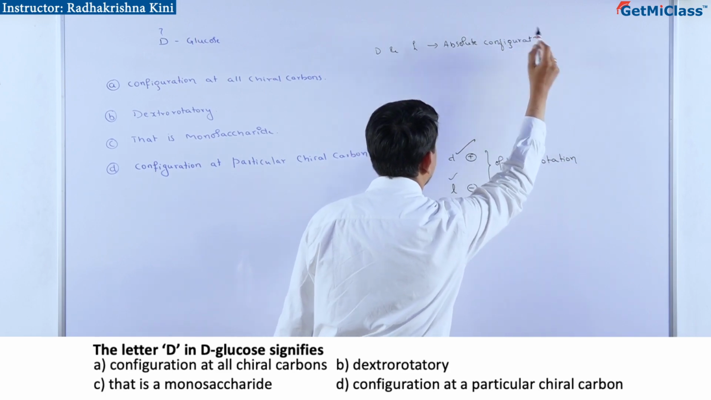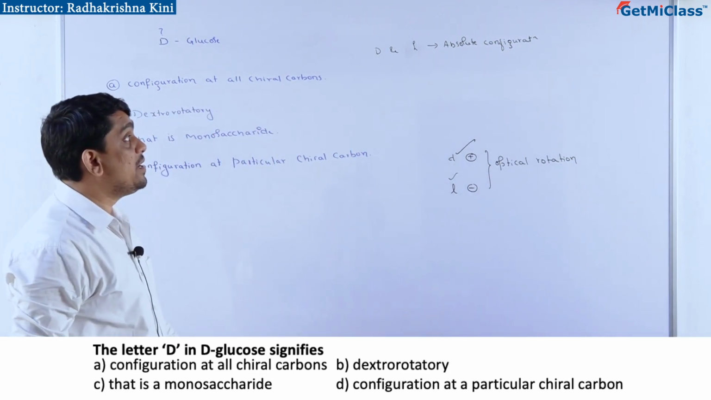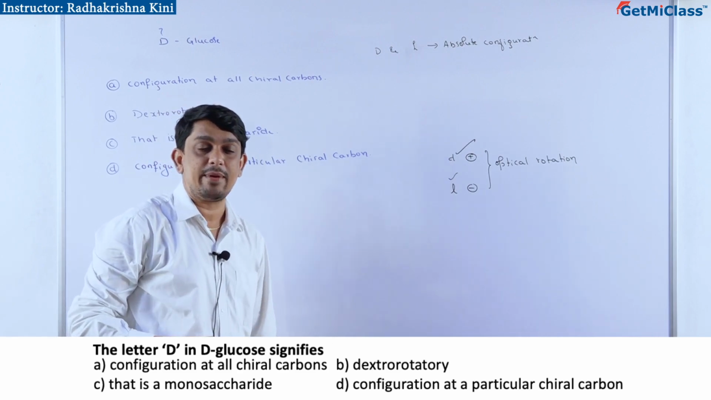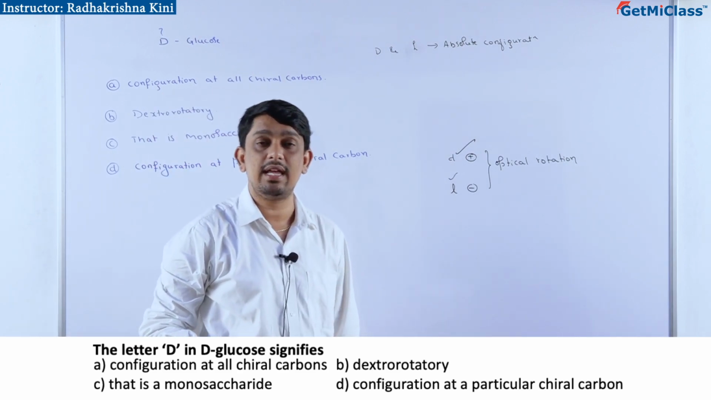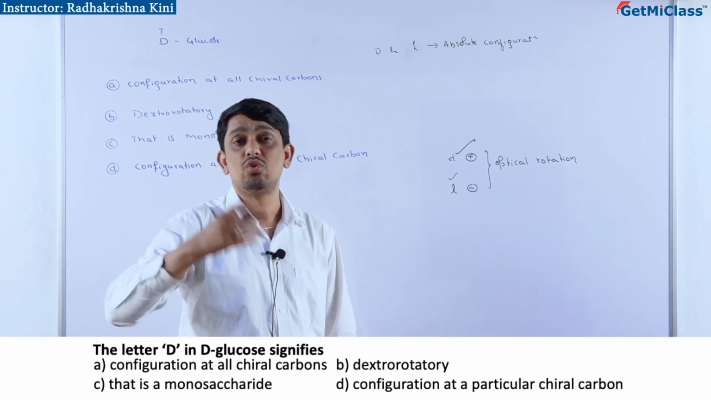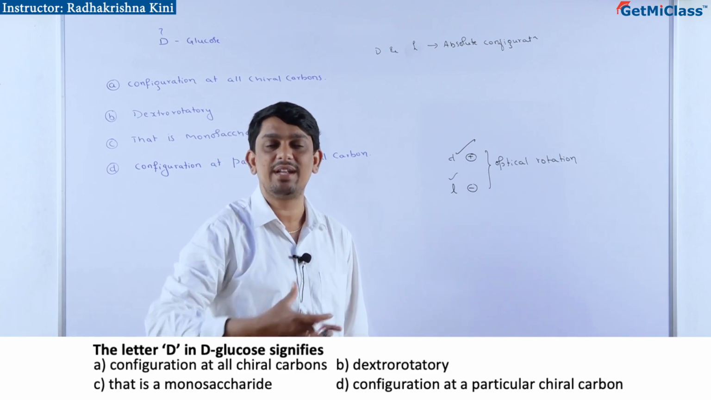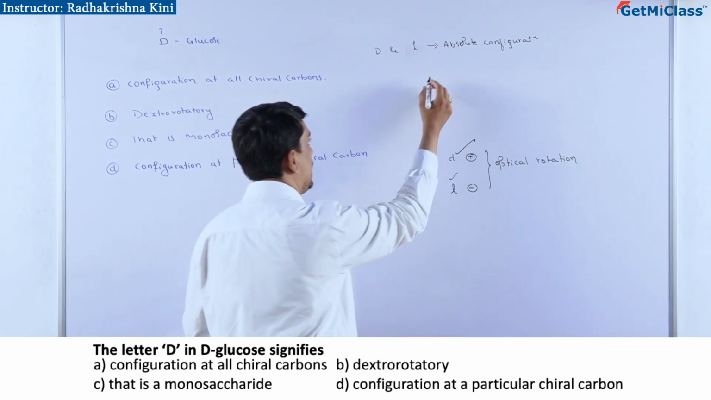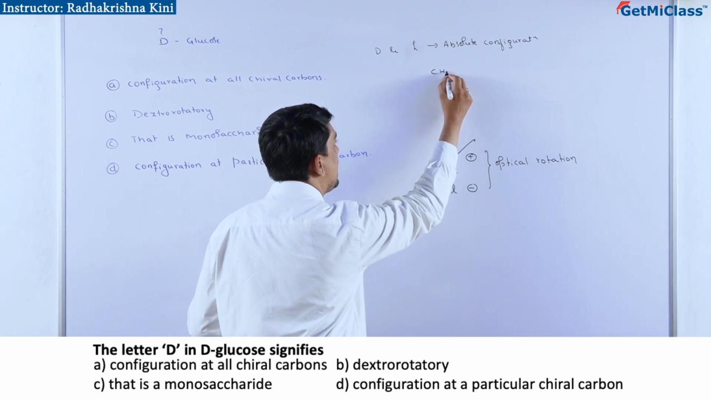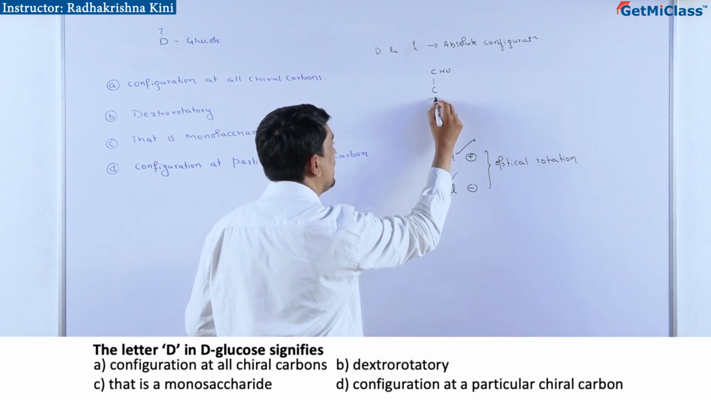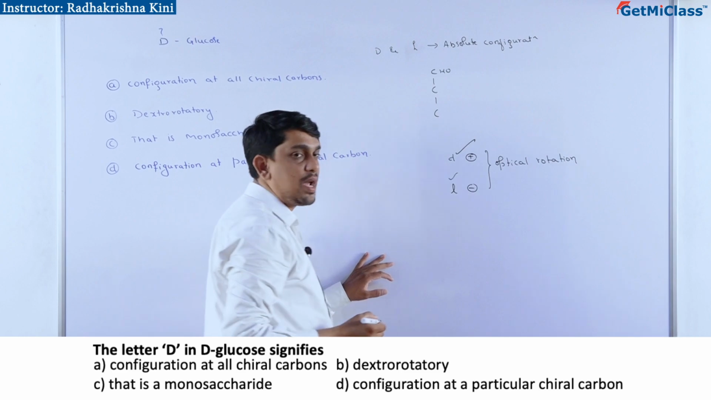Let's check it. Students, let me tell you that the capital D and capital L configurations depend upon the plus glyceraldehyde and minus glyceraldehyde. Let's write the plus glyceraldehyde structure. You know this is an aldehyde, the derivative of glycerol. You know glycerol is a triol.